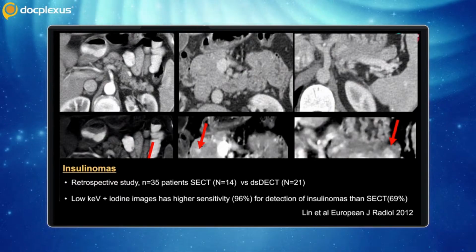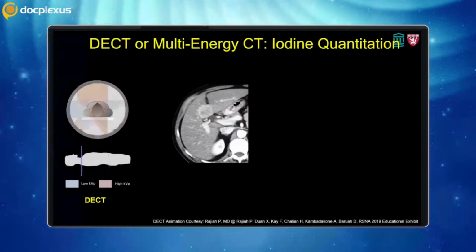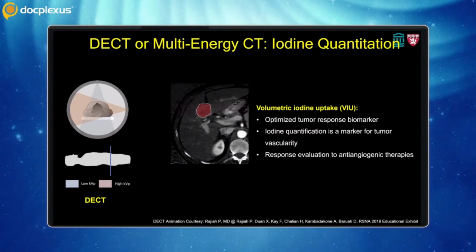So these dual energy CT data sets not only allow better qualitative evaluation of the pancreas, but there is also an emerging use of quantitative iodine metrics for evaluation of various diseases. Now, this volumetric iodine uptake, which is now being considered as a marker for tumor vascularity, has been used for assessing response in patients who are on anti-angiogenic treatment.